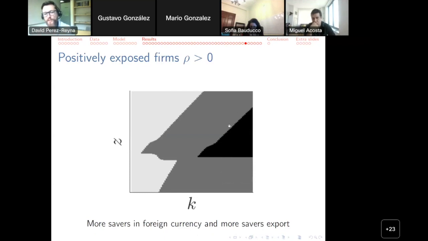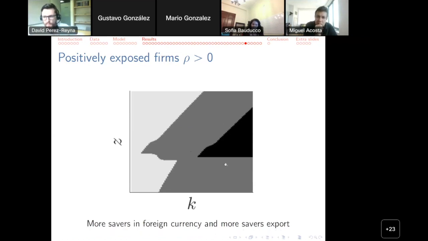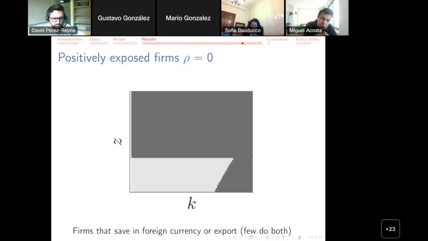So these firms in dark color are going to be the firms that will be positively exposed to an exchange rate. And with greater ROE, the number of firms that are positively exposed increases. Yes. In the previous one, those are the firms that you said. What firms are more positively exposed to exchange rate? Those that save abroad. So this would be abroad. This is a benchmark which I think is more clear.